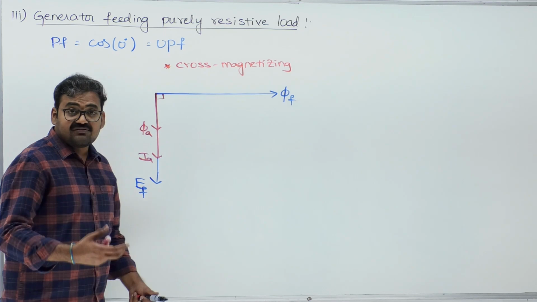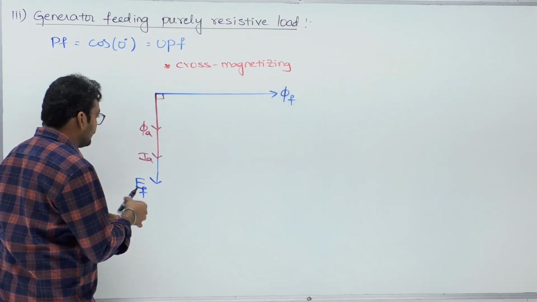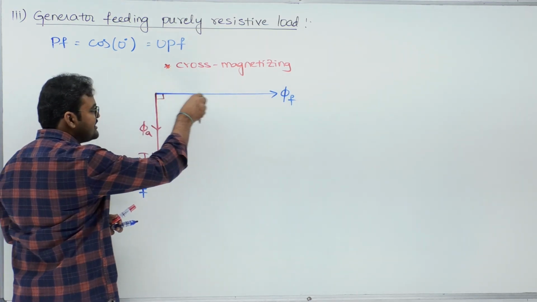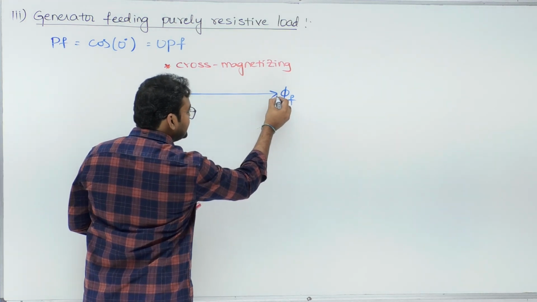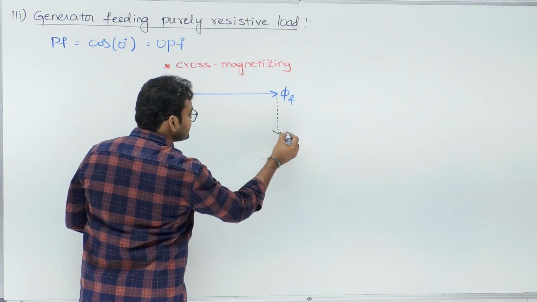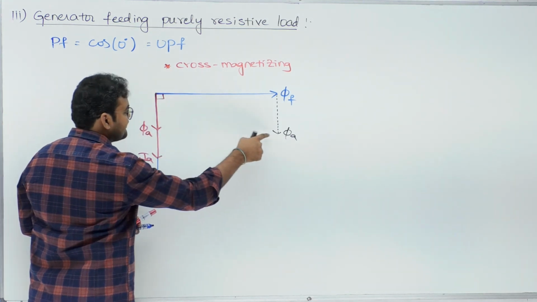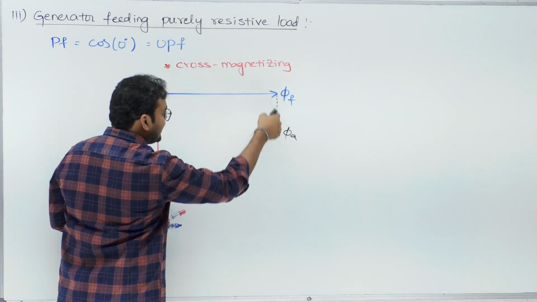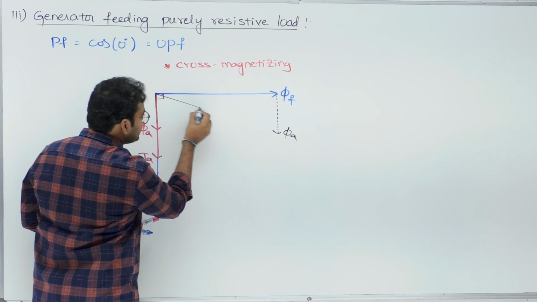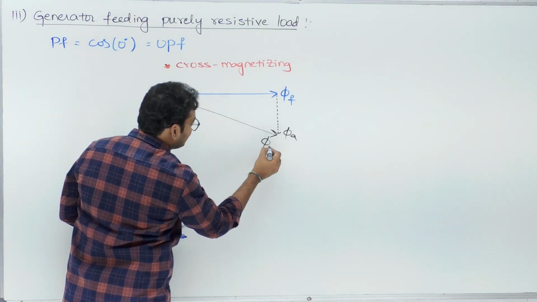Now, where the resultant flux is, is a question. See, I wanted to draw the same armature flux here. This is armature flux, okay, the same armature flux. Now this is main flux, armature flux. Therefore, can I say this would be the resultant flux?